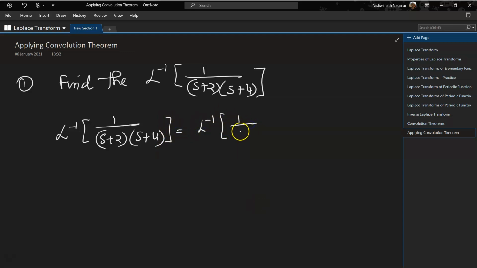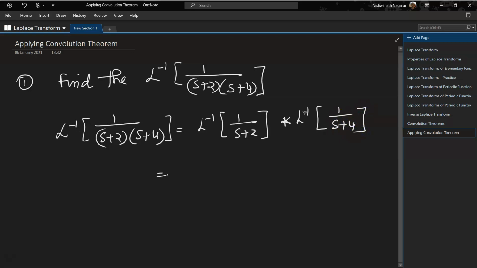inverse Laplace of 1 by s plus 2 convolving with Laplace inverse of 1 by s plus 4. This we know from the table of Laplace inverses. This would be e to the power of minus 2t times e to the power of minus 4t. Not the multiplication but the convolution. So Laplace inverse of 1 by s plus 2 is e to the power of minus 2t, and Laplace inverse of 1 by s plus 4 is e to the power of minus 4t.